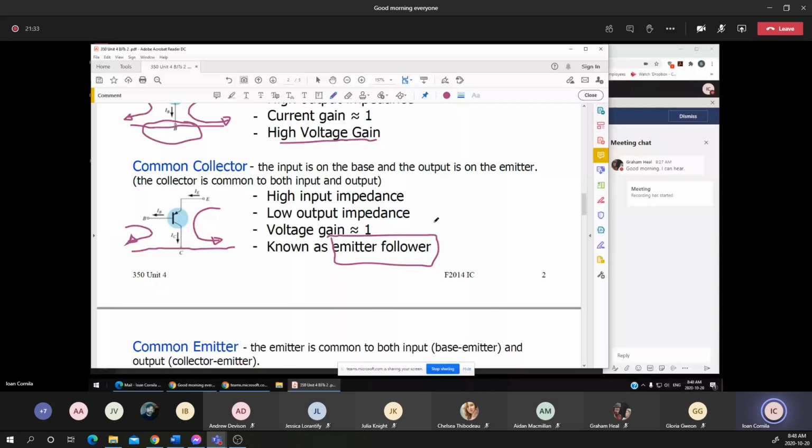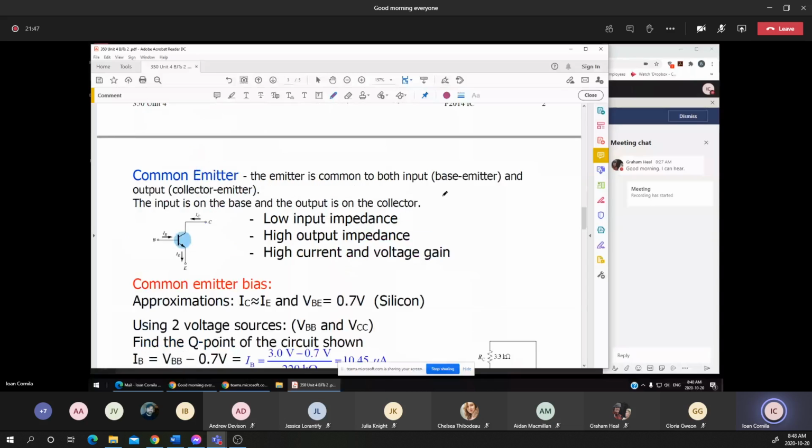It doesn't do anything in terms of the gain, does not amplify the circuit. It will just match the impedances between two sub-circuits. The most common one, and we'll focus on the common emitter.